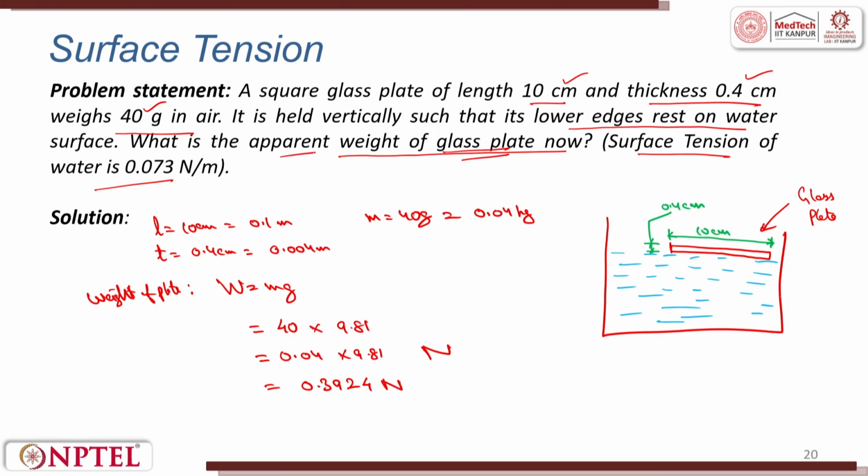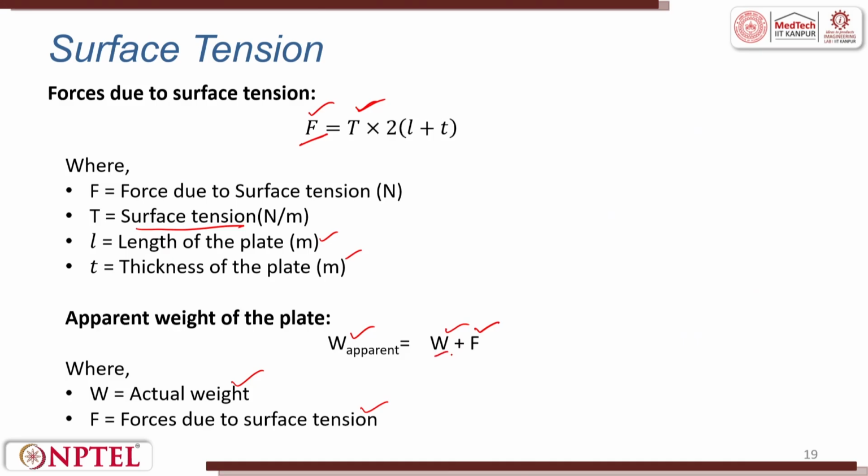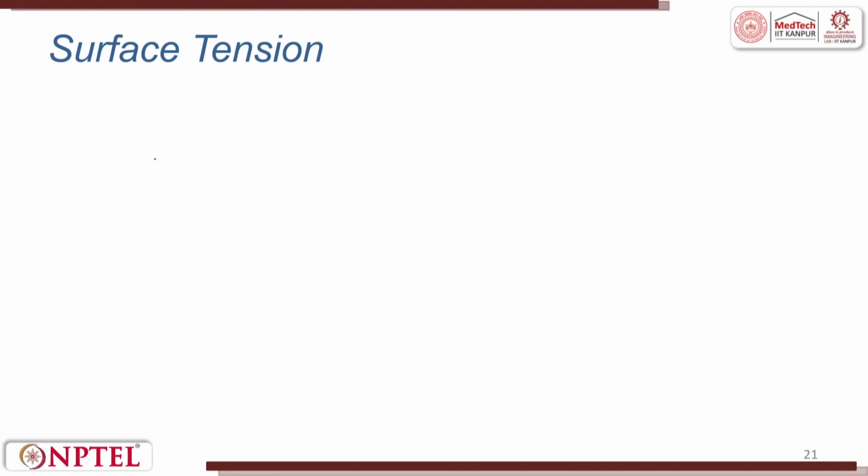For the apparent weight, we have seen apparent weight is the weight in air plus the weight or forces due to surface tension. So apparent weight is regular weight in air plus weight due to the surface tension, that is, it is higher than the regular weight. Now forces due to surface tension. F is equal to T into 2 times L plus T.